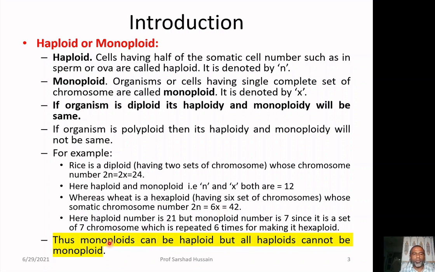Thus, monoploid can be haploid. In case of diploid condition, the monoploid and haploid are same. So, monoploid can be haploid, but look at the polyploid, then you will be able to know that all haploids cannot be monoploid. Say for example, in polyploid, haploid is 21, that is the half of the somatic chromosome number, whereas in actual if you look at 7 sets of chromosome are present in the hexaploid wheat.